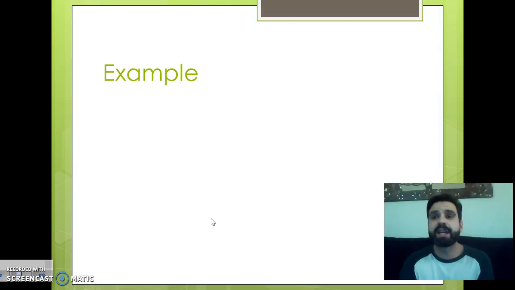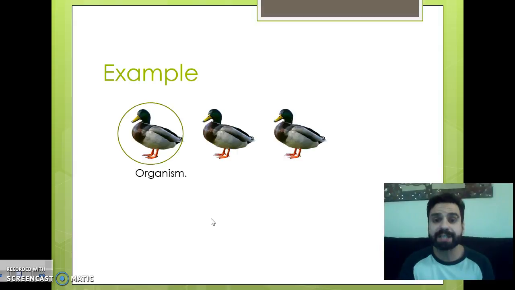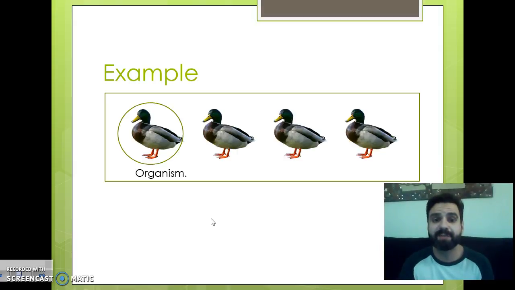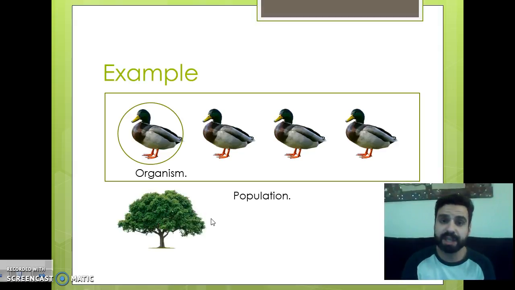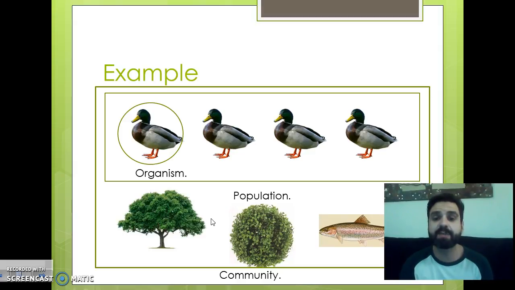Imagine you are in a forest with a lake and you are going to see ducks, right? One duck is an organism. All ducks in that forest make a population, ducks population. But ducks are not alone. They live with some other trees, bushes, other animals. All those living things make up the community of that ecosystem.